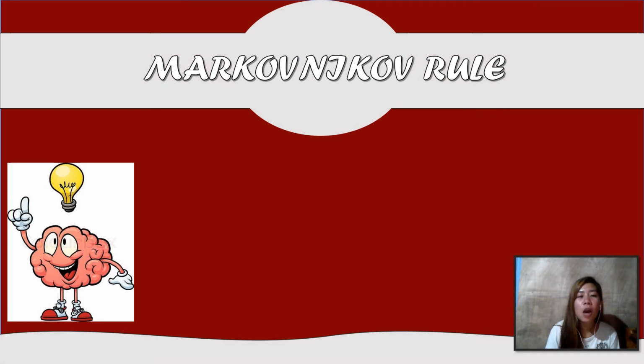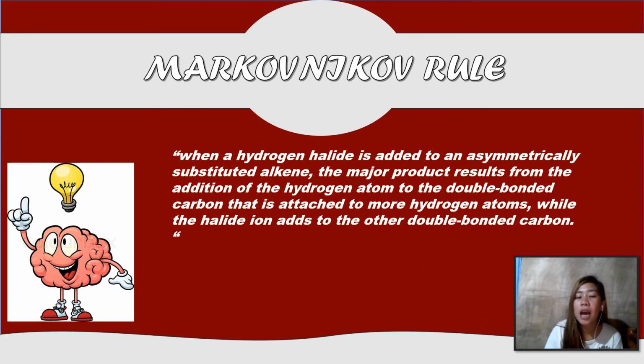To explain how to correctly write the product when we are dealing with an asymmetrically substituted alkene subjected to hydrohalogenation, we should always remember the Markovnikov rule. This rule states that when a hydrogen halide is added to an asymmetrically substituted alkene, the major product results from the addition of the hydrogen atom to the double-bonded carbon that is attached to more hydrogen atoms, while the halide ion adds to the other double-bonded carbon.